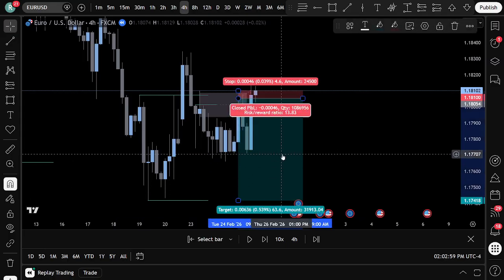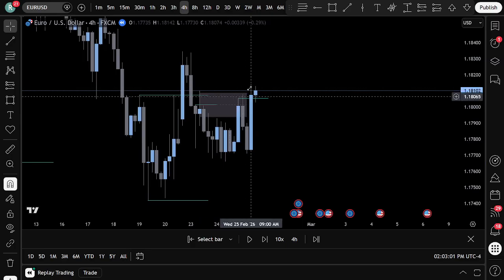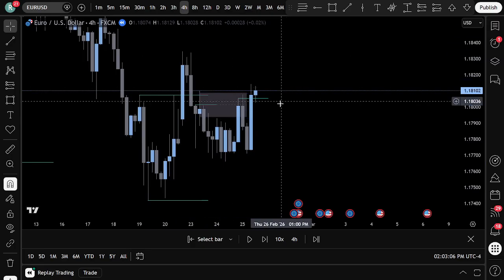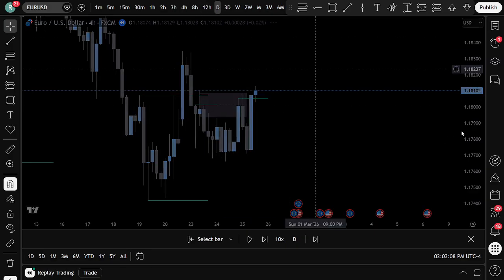I did not trade this. I'm just going to show you. You can wait for model 1. You can wait for a middle time frame shift again on the hourly. There's so many ways, like I've said, to go about this.